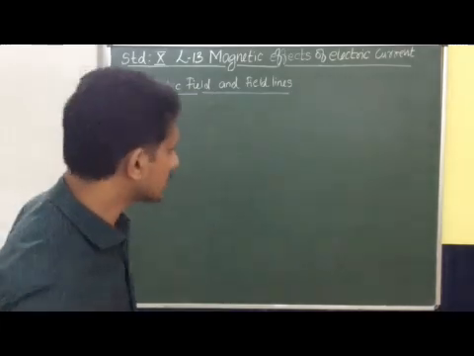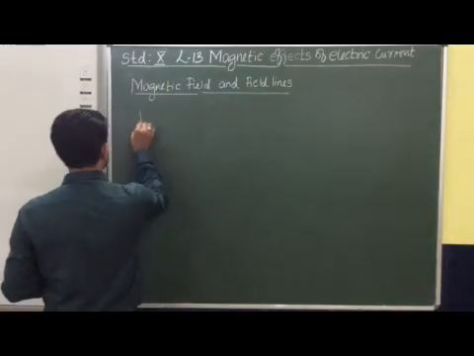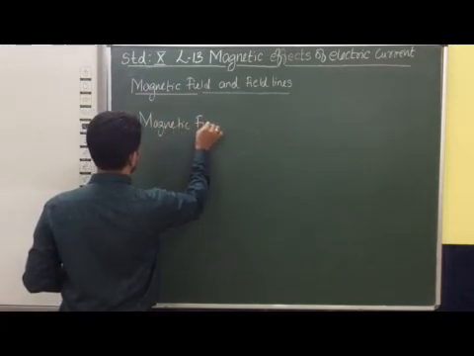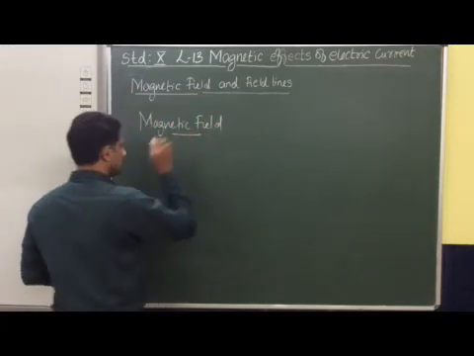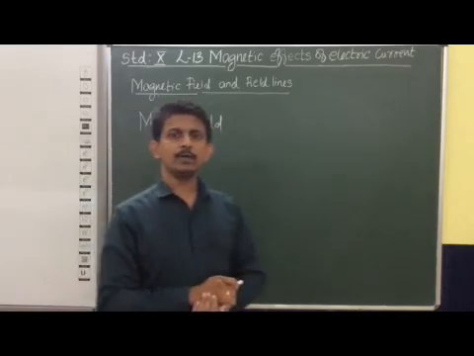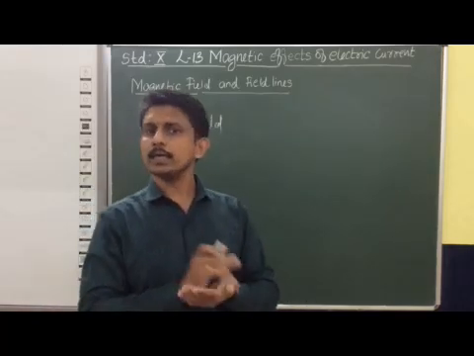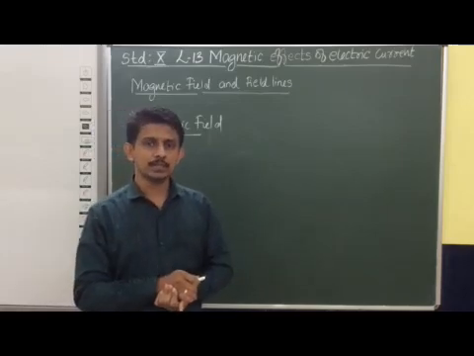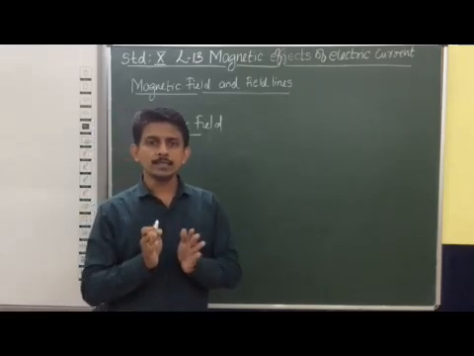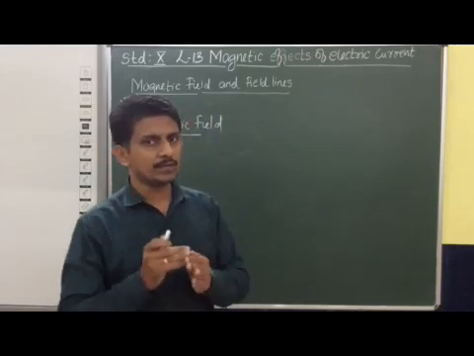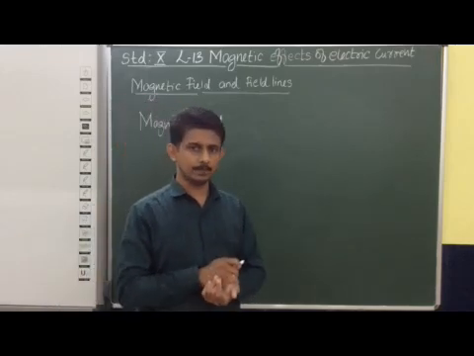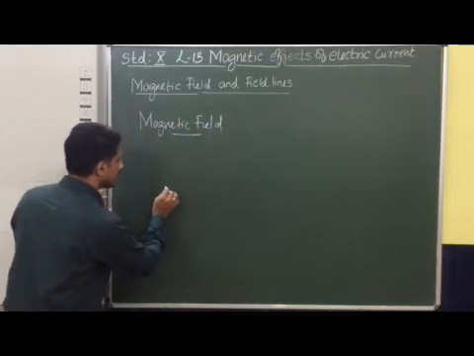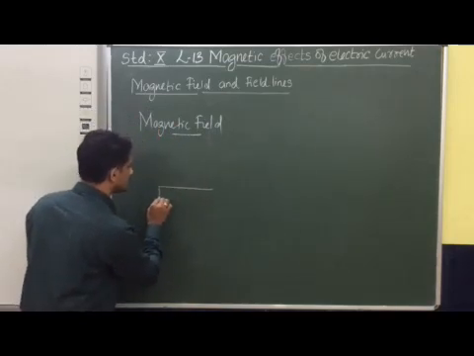So we call this region by one name. That is known as a magnetic field. Magnetic field means it is a region around a magnet in which a force of attraction or a repulsion is experienced. So that region around the magnet in which a force of attraction or repulsion is experienced is known as a magnetic field.